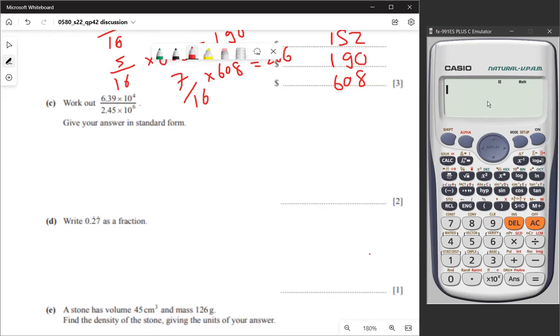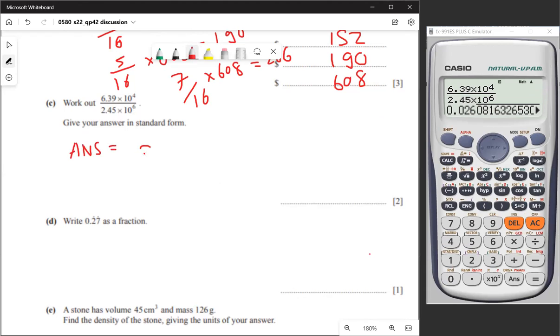Now can you see the calculator on the board? Yes. Now all we have to do is put the fraction first, 6.39 into 10 raised to the power 4 divided by 2.45 into 10 raised to the power 6. The answer is this much. What is the answer? 0.026082.